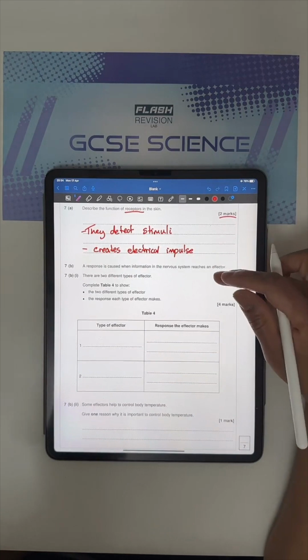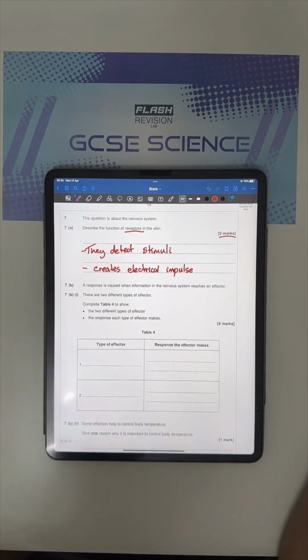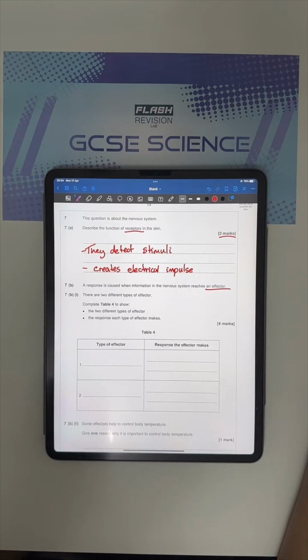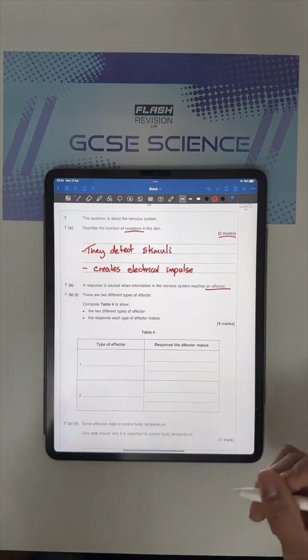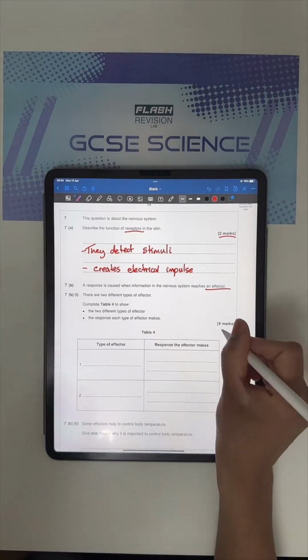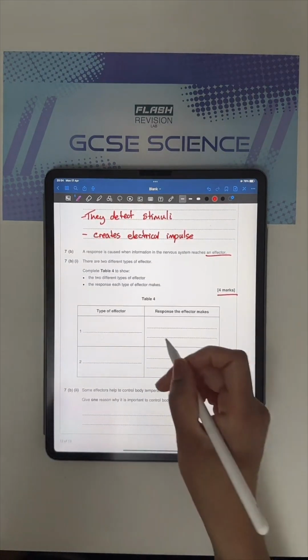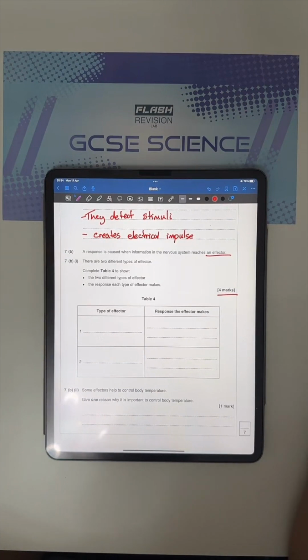Right, next question. A response is caused when information in the nervous system reaches an effector. So we're talking about effectors here. There are 2 types of effectors. What are the 2 types of effectors? What do they each do? 4 marks. You can get away with writing a few words here, and you can get all 4 marks.